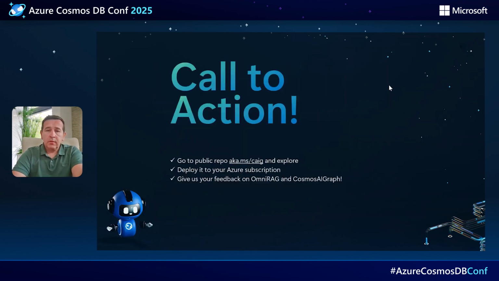Call to action here, please go to the repo, aka.ms/cig, explore it, deploy it to your Azure subscription, try to adopt your custom data sets, convert them to the graph with the utilities provided, with the simple Python wrangling code samples that we have, and give us as much feedback as you possibly can on OmniRAG and CosmosAIGraph. Thank you very much.